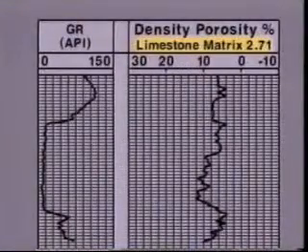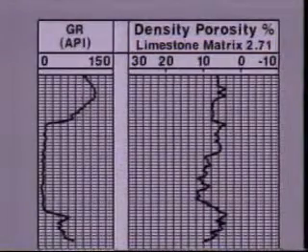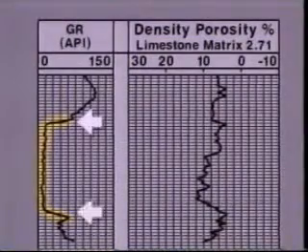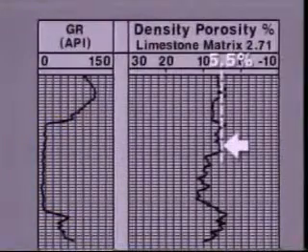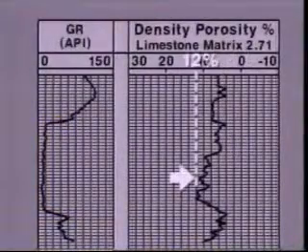Note that the heading specifying the matrix density used in calculating the porosity curve is in this case 2.71 grams per cubic centimeter, the matrix density for limestone. Thus, our porosity readings are only valid for limestone formations. In this case, we have determined from well cuttings that the formation defined by the low gamma ray reading from here to here is limestone. We thus read a porosity of 5.5% here and about 12% here.